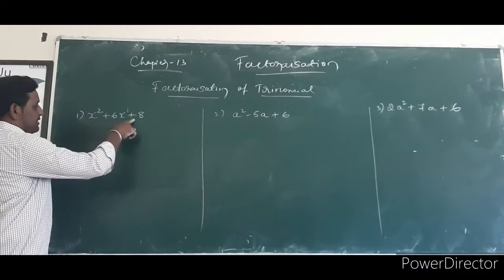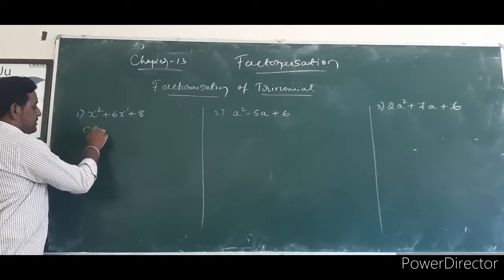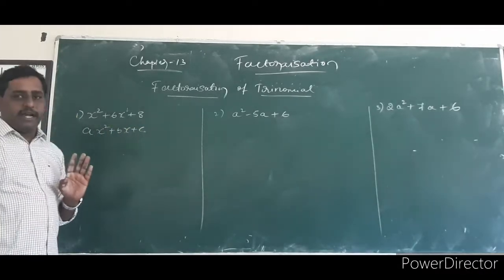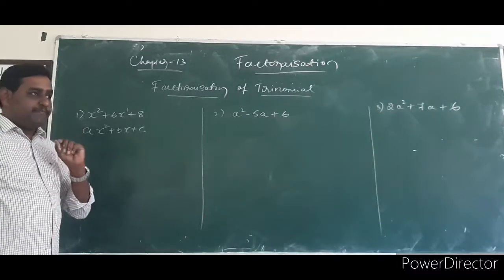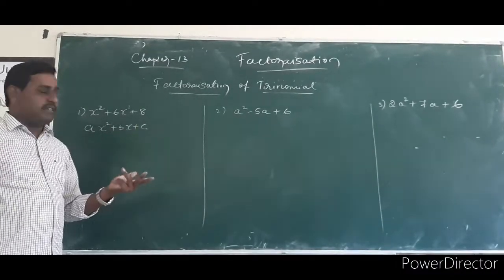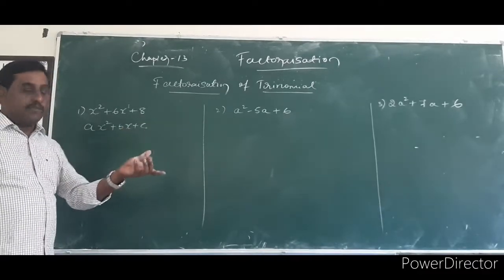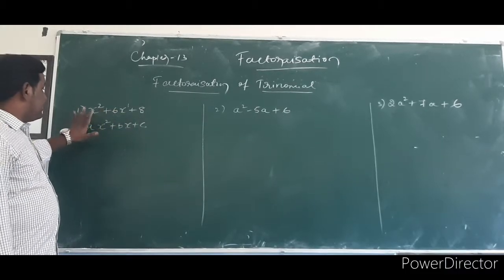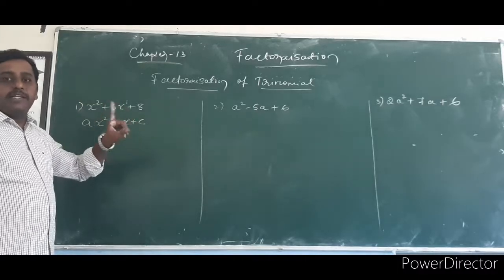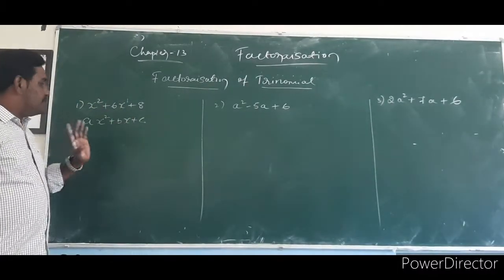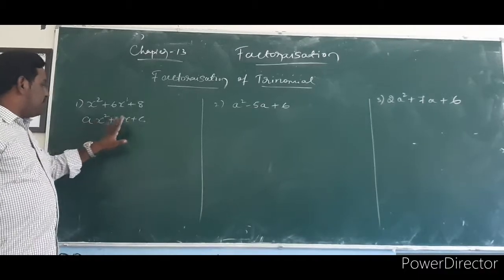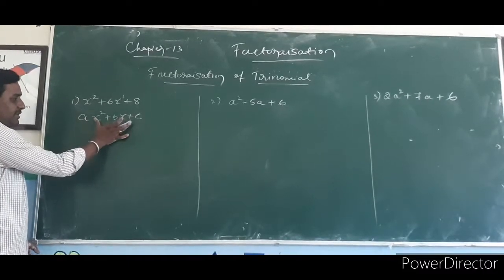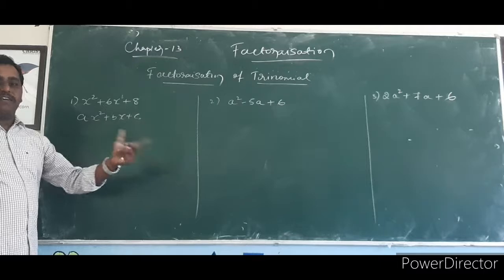So x square plus 6x plus 8. This is of the form ax square plus bx plus c. We can write this as the general form. In further classes this is the general form of a quadratic equation. Quadratic equation means an algebraic expression whose highest degree is equal to 2. Don't worry. While you are going to solve this type of problem, just write this general form because it will help for further solution.